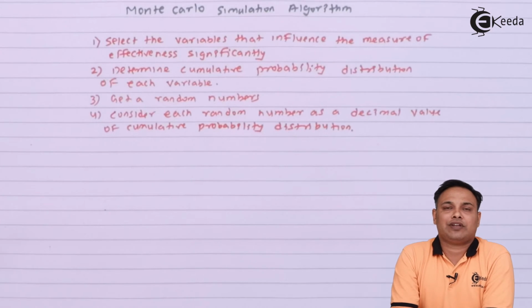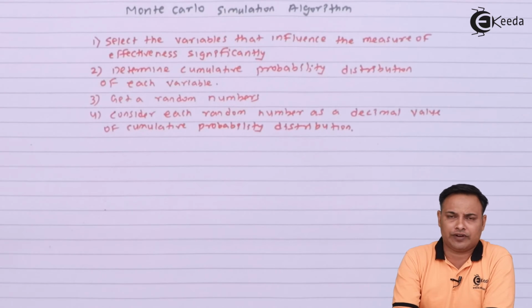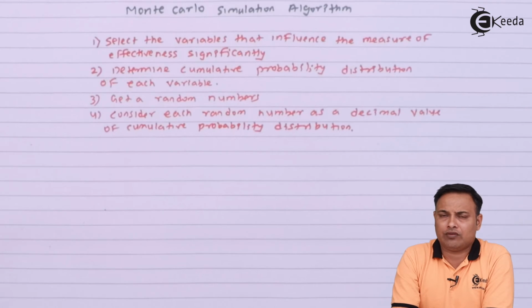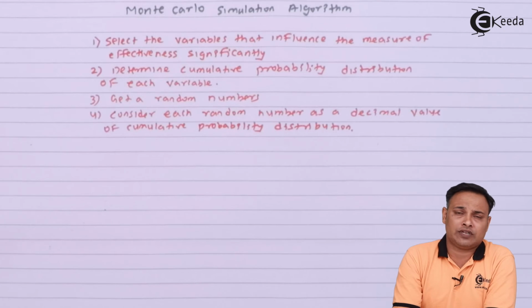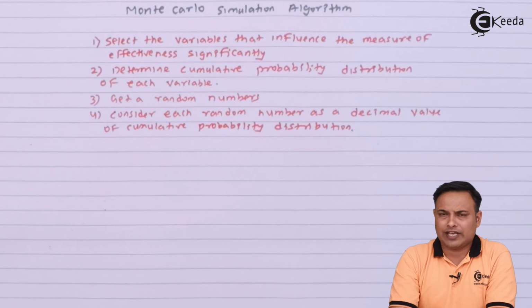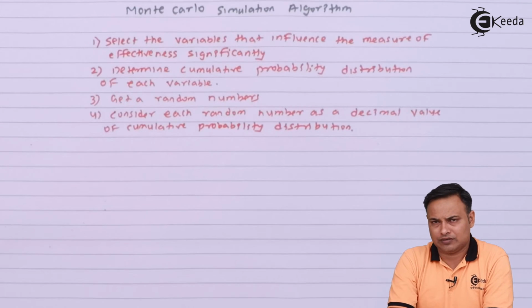So the first step will be to decide the variables, identify the variables which will influence your system significantly and very effectively. First identify those variables because of which changes occur in your system, or because of which your system has been established. The second step will be to determine the cumulative probability distribution of each such variable identified as per step 1.